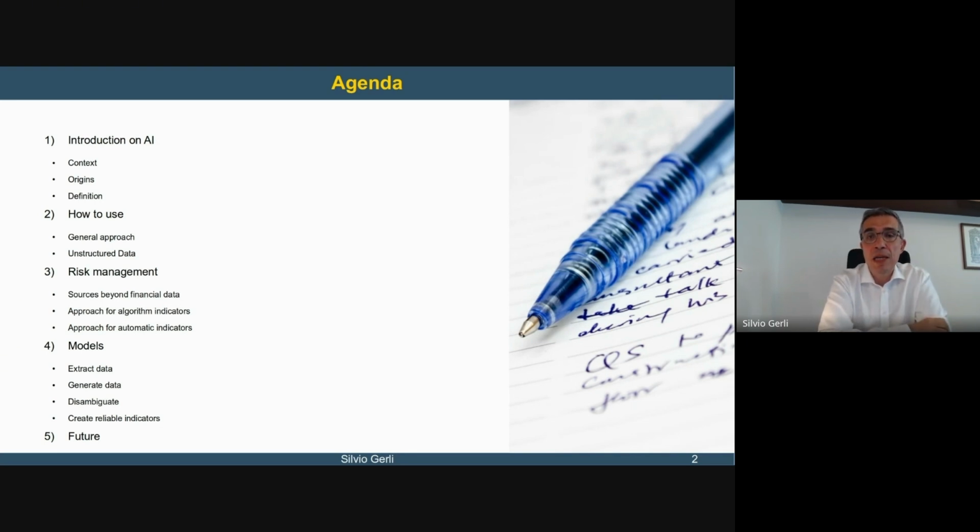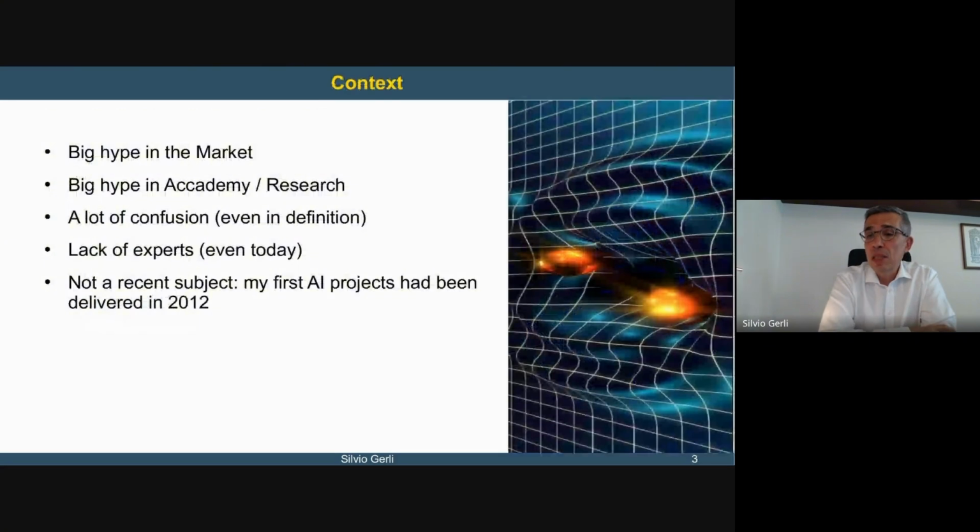So to have indicators that help us to take a decision, to go in the right direction for our companies, to choose or not the suppliers, and so on. And then a brief flash on the future possibilities. Okay, let's start with the context.